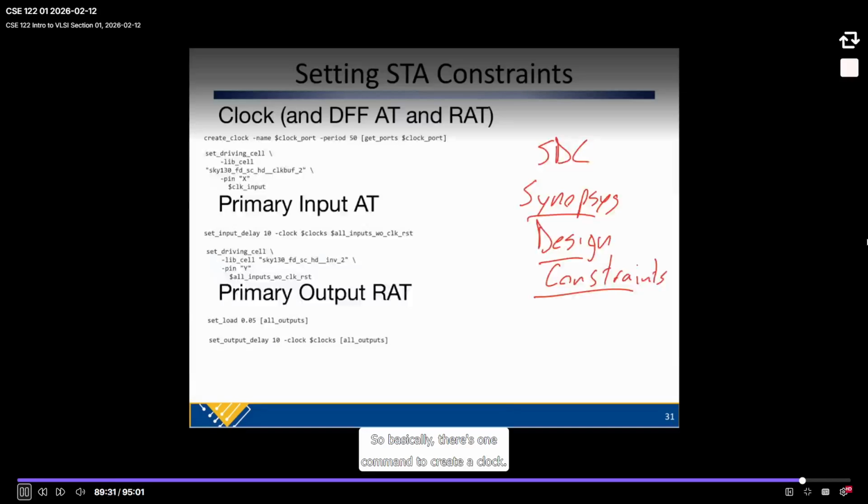So basically, there's one command to create a clock. You can create a clock with a given name. It can have a period, in library time units, whatever your library's in. And then you apply it to a set of ports. In this case, I have a variable in my Tcl scripting called clock port that gets the port in my design, and it sets this clock up on there.